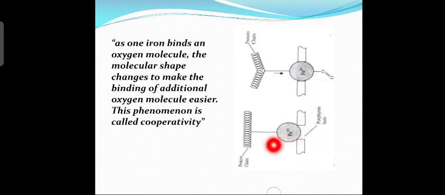Here the shape has been changed. So, as iron binds an oxygen molecule, the molecular shape changes to make the binding of an additional oxygen molecule easier. So an additional oxygen molecule binds easily. This phenomenon is called what? Cooperativity. So with this the chapter is over.